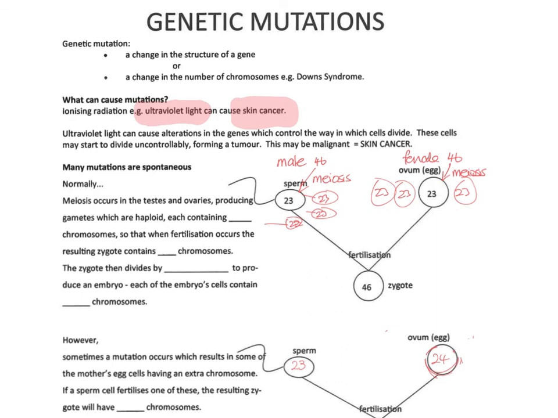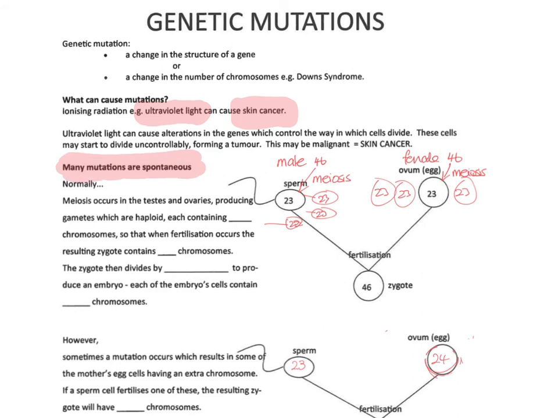And as you know, uncontrollable cell division is cancer. And so that's one reason for some mutations happening. It could be ultraviolet light. It could be some chemicals, for example, benzene, can cause mutations to happen more regularly than normal. But as we said, many mutations are spontaneous.